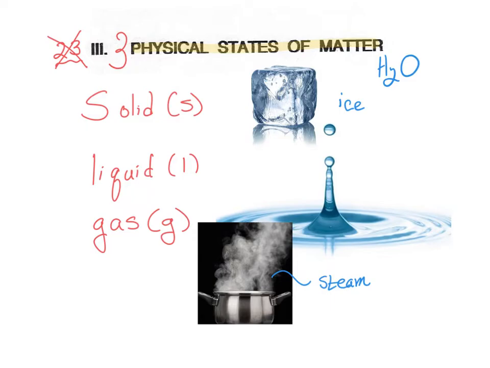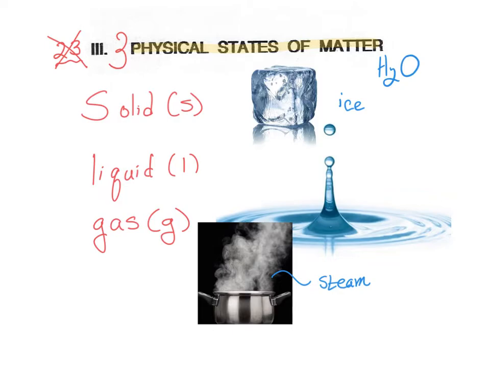Now it happens that water has three different terms for the three different states because water is so common on Earth. But generally, most chemicals do not have different names for them, which means that we have to describe it as a solid, a liquid, or a gas.